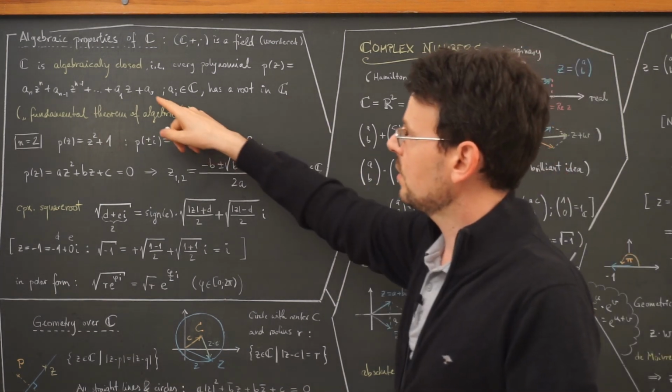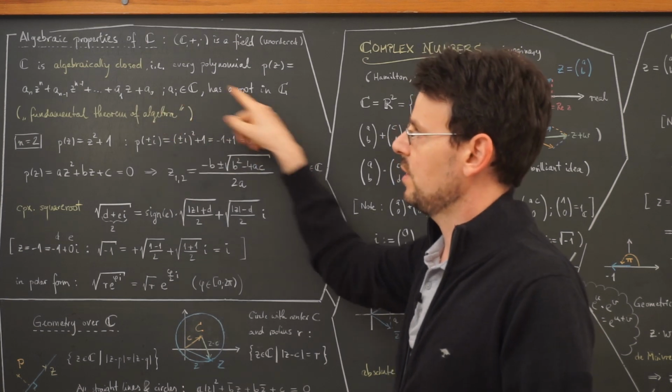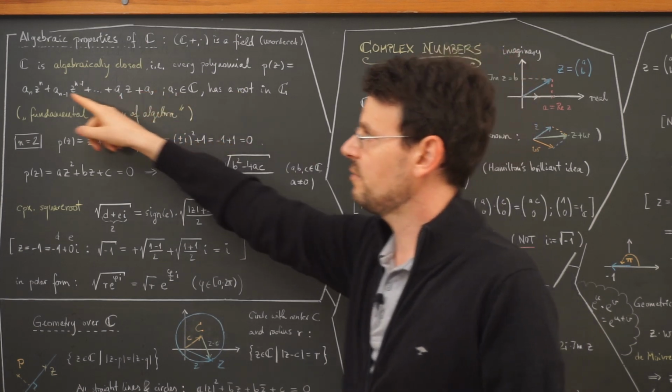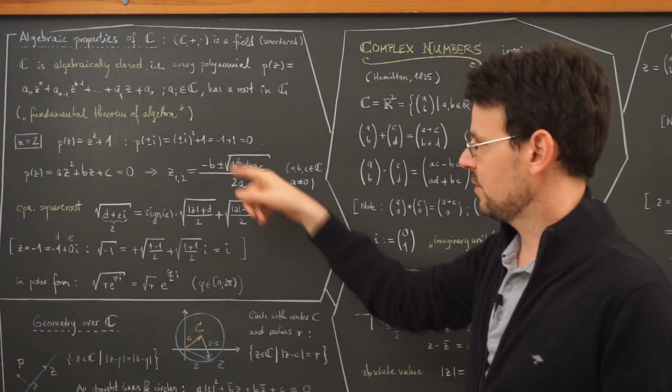On a side note, this is an existence theorem. It tells you that there is a root. It doesn't tell you how it looks. Actually, for n larger or equal to 5, it's not possible to give such a formula.